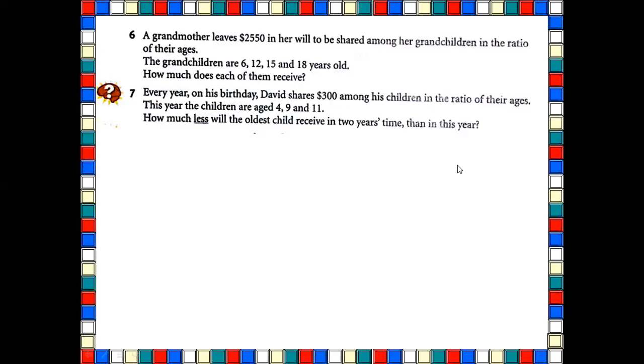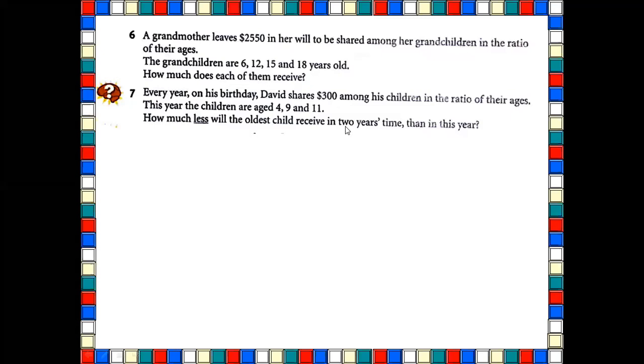Okay. 7, right? Every year on his birthday, David shares $300 among his children in the ratio of their ages. This year, the children are aged 4, 9, and 11. How much less will the oldest child receive in 2 years' time than this year? So we are going to do two questions here: one for the kids when they are 4, 9, 11, and another for two years' time, when they will have new ages.